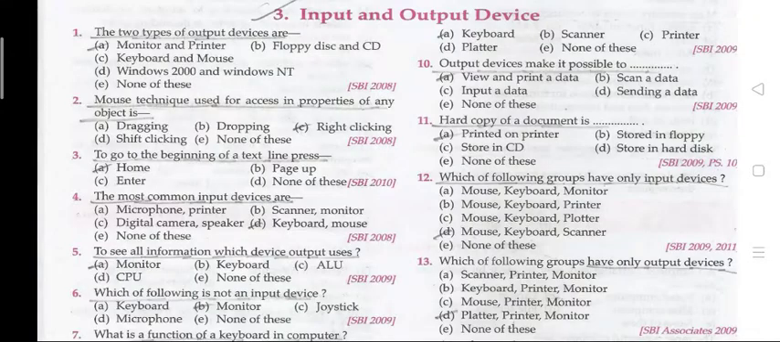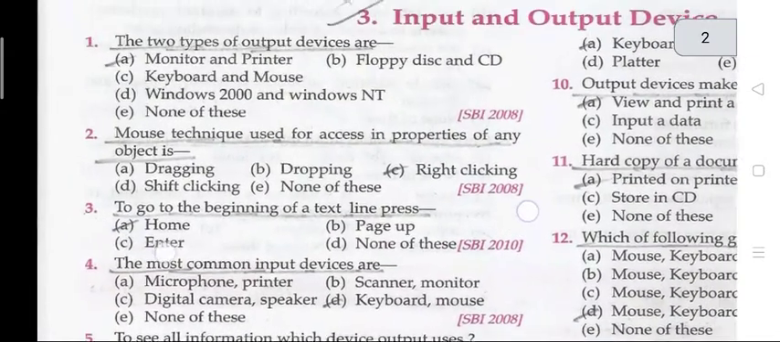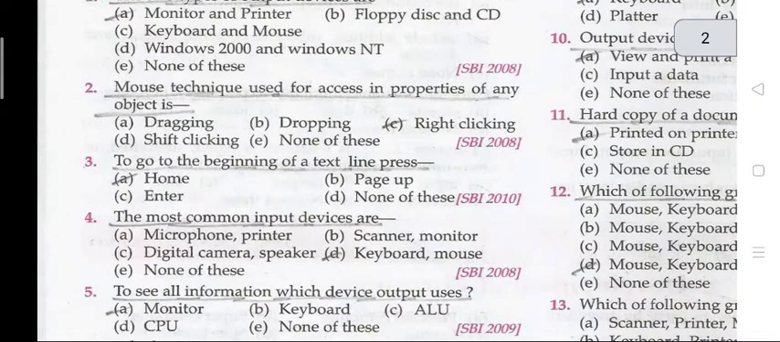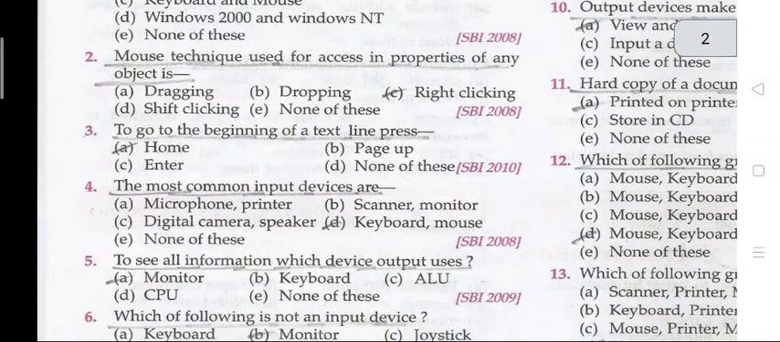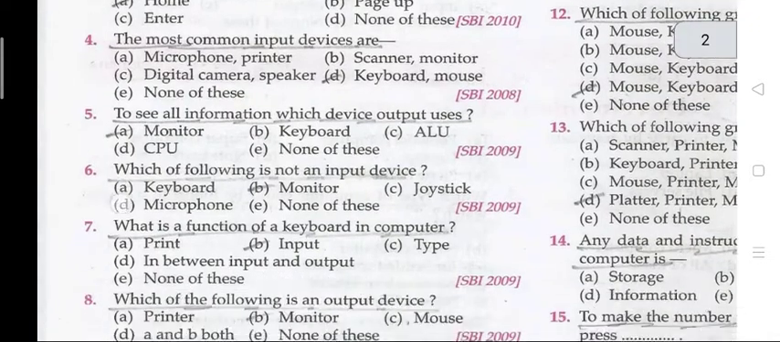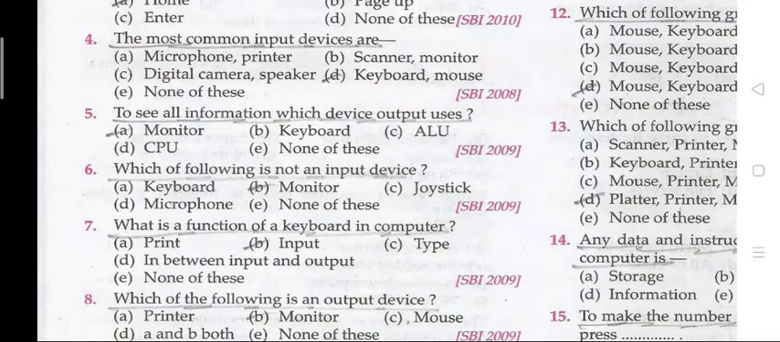Now we prepare the input and output device related objective questions. The first question is the two types of output devices are monitor and printer. Mouse technique used for access in properties of any object, that is right clicking. To go to the beginning of a text line, press home. The most common input devices are keyboard and mouse. To see all information which device output uses, monitor.